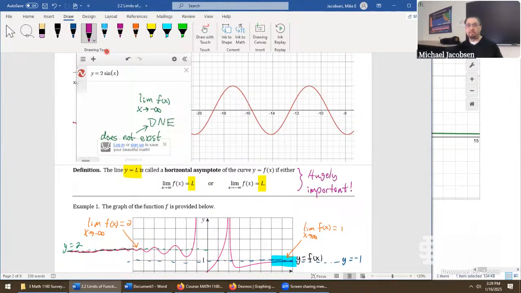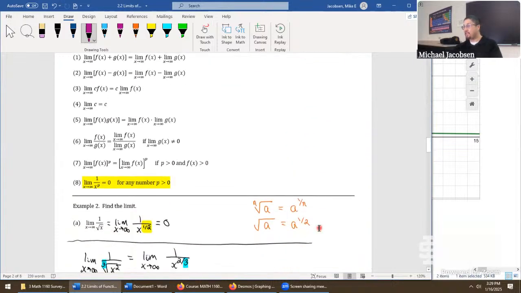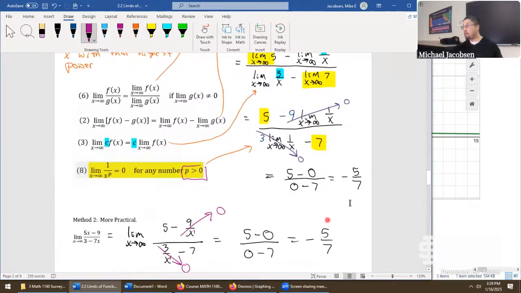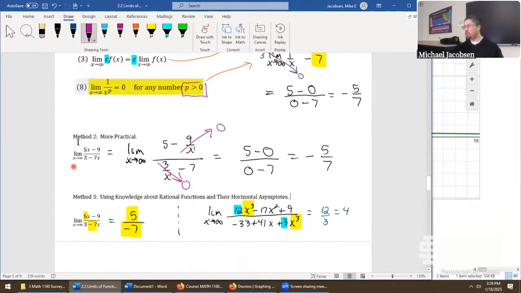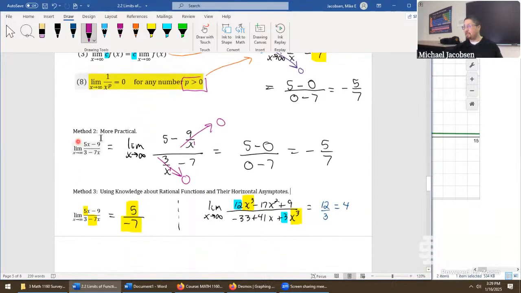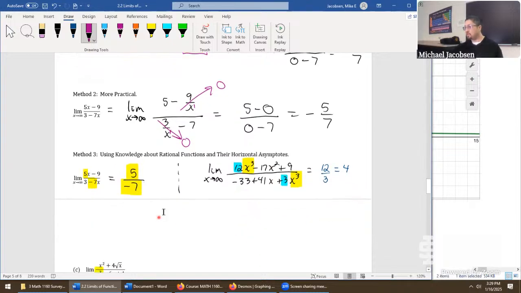Well, that's maybe being a little bit dramatic on its importance, because you do have other ways to calculate these limits, but it can be a really big help, especially if you use method 2 each time. You can think about that idea of horizontal asymptotes to determine, is -5/7 even reasonable? Well, the trouble with method 3 is that finding the horizontal asymptotes of rational functions does require a good amount of practice.